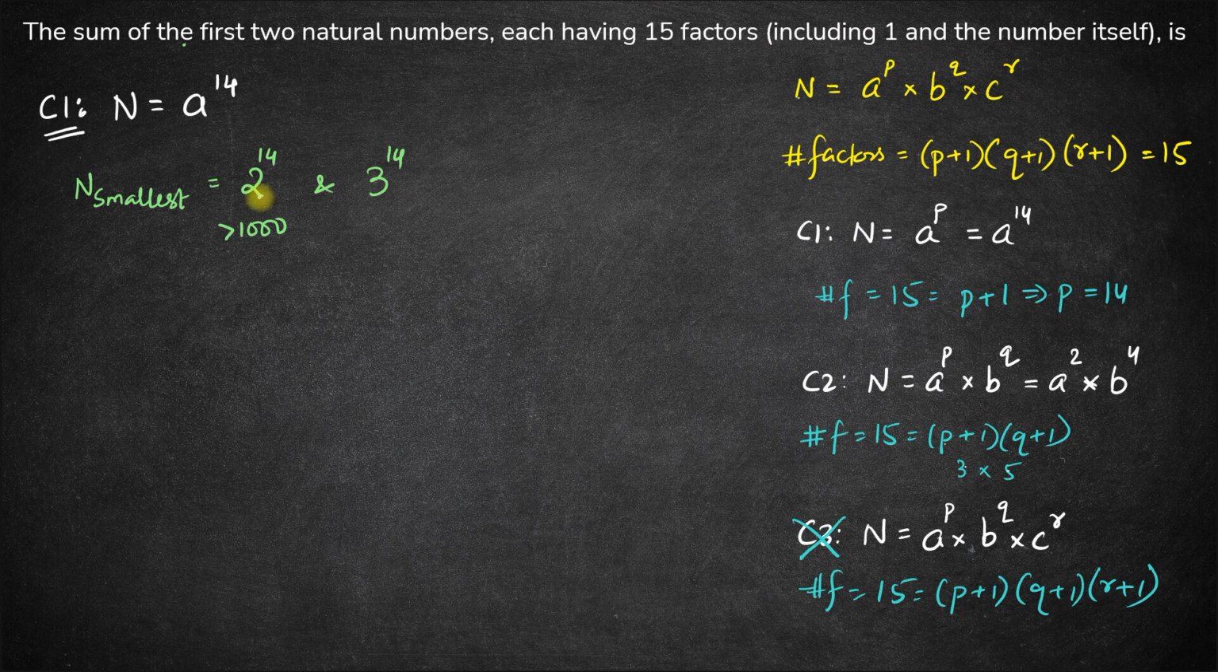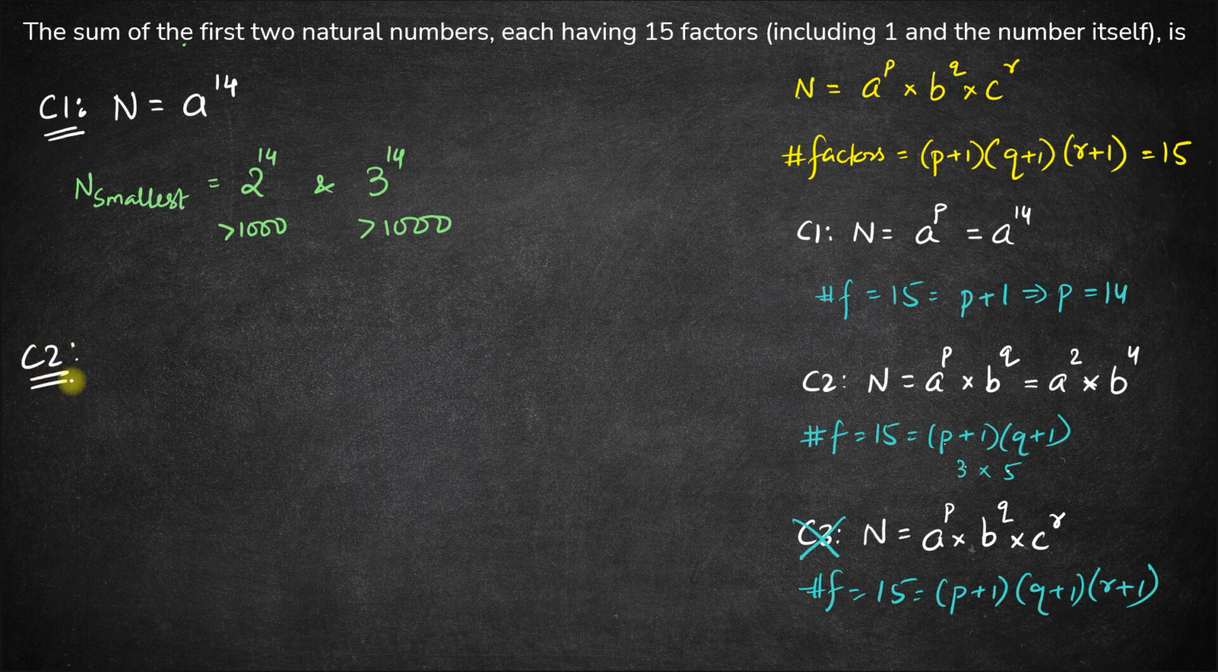Now 2 to the power 10 is 1024, right? So 2 to the power 14 is definitely greater than 1000, and 3 to the power 14 is obviously greater than 1000. So in this case, we get both numbers greater than 1000. In fact, 2 to the power 14 is greater than 16,000. But we'll come back to that later.